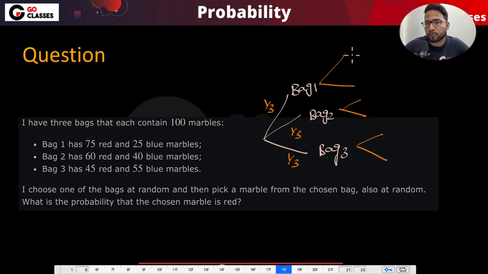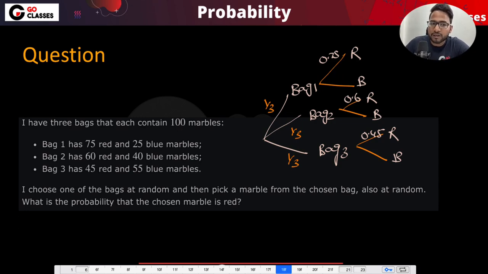So everywhere there are 2 possibilities, red or blue, red or blue, red or blue. Now the probabilities are different. Here the red probability is 0.75, here the red probability is 0.6, here the red probability is 0.45. And this probability I am not writing because otherwise the diagram will be a little messy. But yeah, you got it right. This probability should be 0.25 because the summation should be 1.